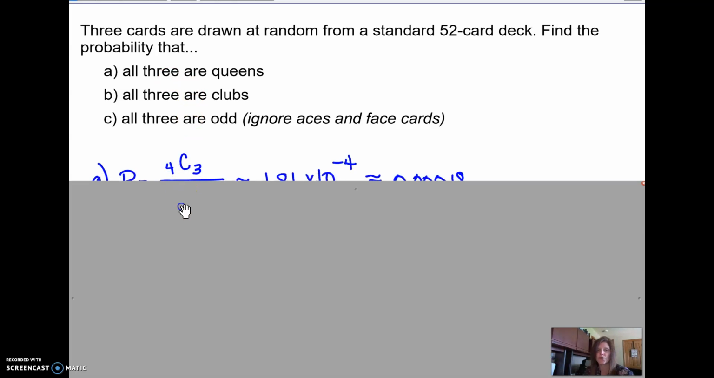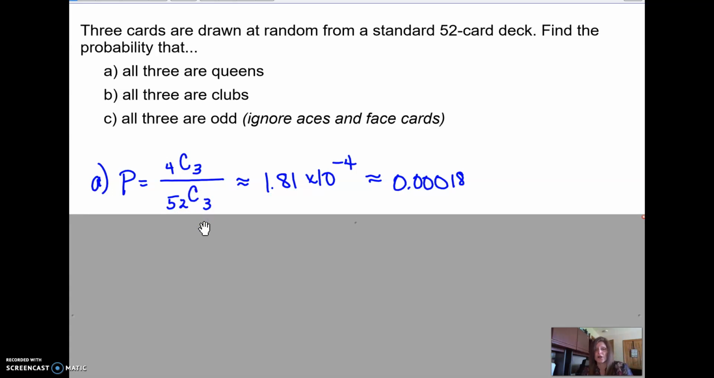So for the first one, all 3 are queens. There are 4 queens, 1 from each suit in the deck. So the favorable outcomes would be the combination of 4 things taken 3 at a time. How many different ways can we choose 3 queens out of those 4? But the total outcomes is going to be 52 cards taken 3 at a time. So it's the combination of 52 things taken 3 at a time. Again, we're using combinations here because we're just pulling out cards. We're not going to care what order they're in. So this is one of those weird ones again with a scientific notation answer, which means I'm going to have to move that decimal point over and get 0.00018. Not very likely.